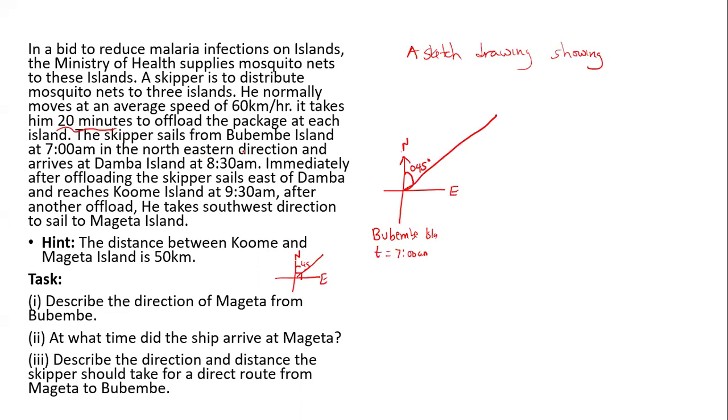And they told us that he arrives at Damba at 8:30. Now I'm going to come here and I say, this is where we have the Damba Island. And which time did he reach here? This person reached here at 8:30. Now, when you notice, they have given us the time, but they have not given us the distance. Yet on our sketch, we are interested in that distance.